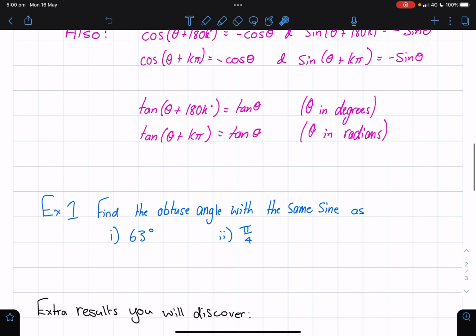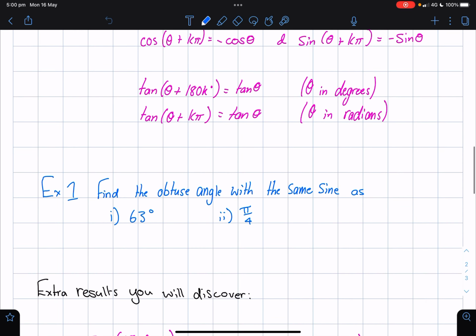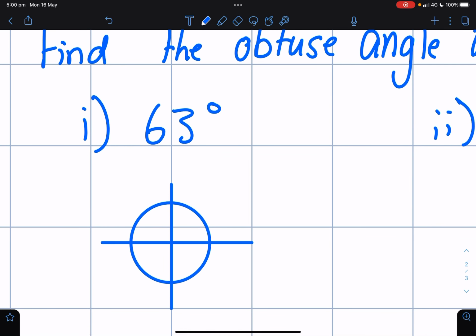So, a couple of examples. Find the obtuse angle with the same sine as 63 degrees and pi on 4 radians. Let's first of all draw out what is actually going on here. So if we just put a little axis in here, and then a little unit circle. Line him up a bit better than that. Beautiful. So 63 degrees we know is over halfway between the first quadrant.